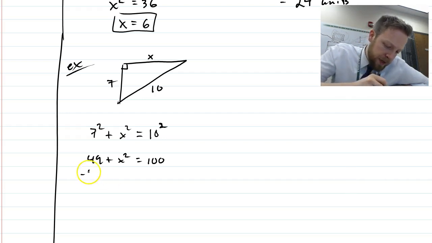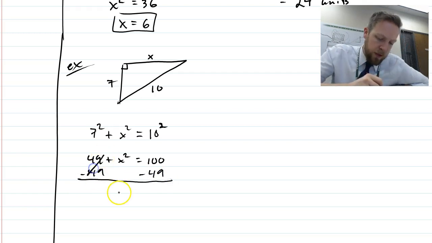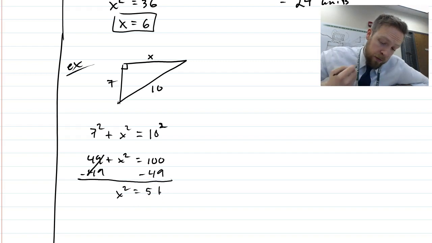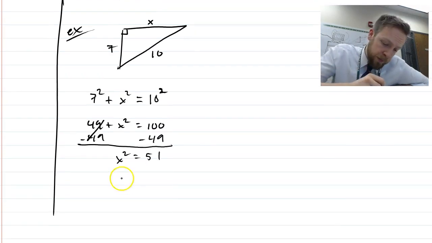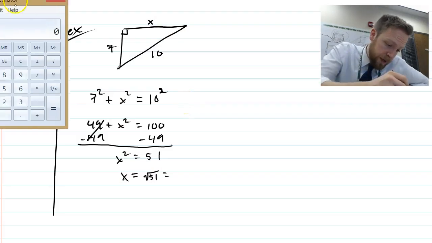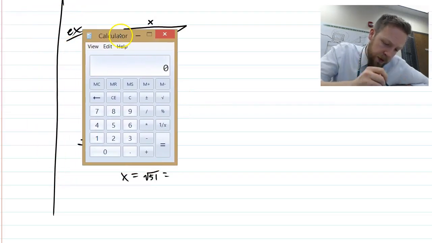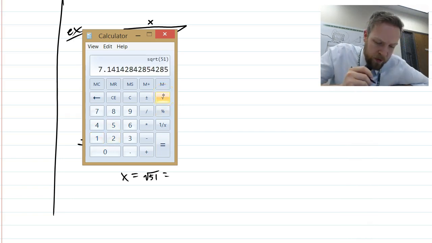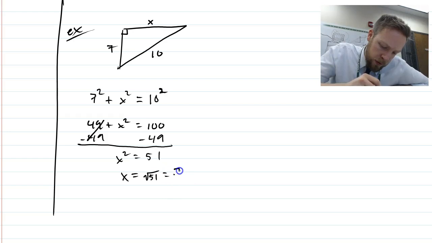Alright, so I'm going to subtract 49 because I want to get x alone. So x squared equals 51. And I don't know what the square root of 51 is, so I can write the square root of 51. And then I need to pull out a calculator. Okay, here we go. The square root of 51. 51 square rooted is 7.14, let's say. 7.14 units.